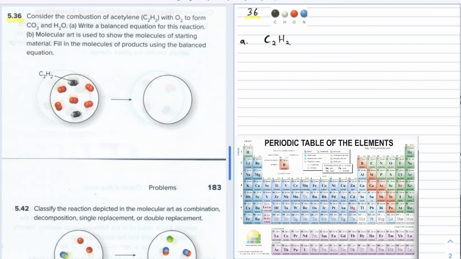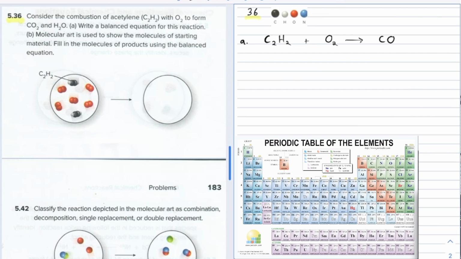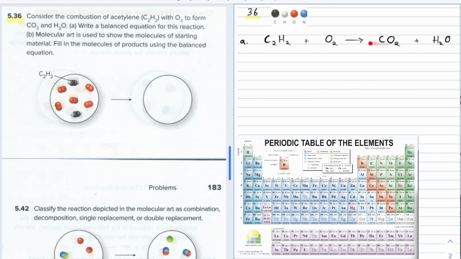C2H2 plus O2. Those react together, and the products are CO2 and H2O, carbon dioxide and water. So those formulas go on the product side, CO2 and H2O. Now, we could add more stuff to this. We could say that this is a gas, and that's a gas, but we're not really told those details in here, so we'll just leave the phases off for now.